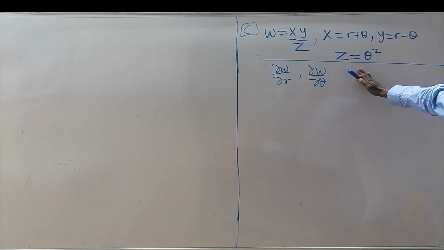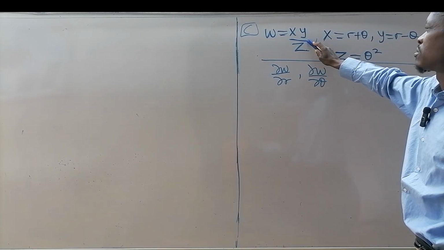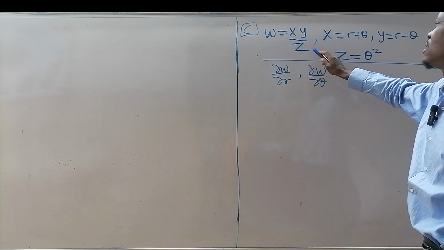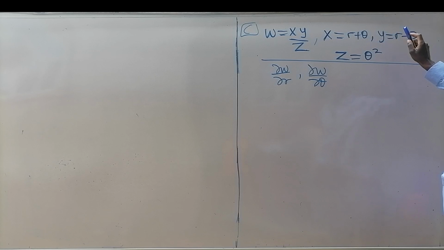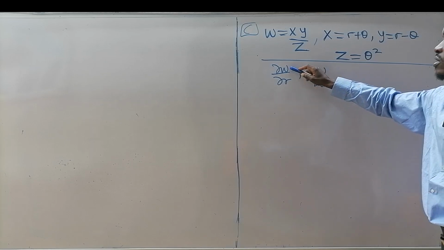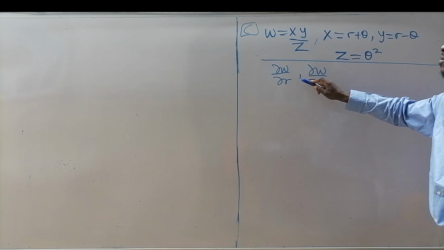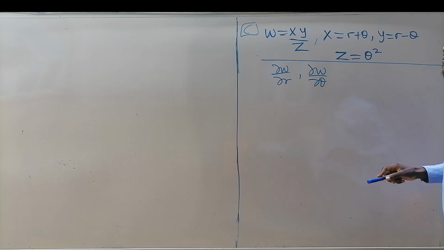For part C, we have W is a function, xy over z. X is r plus theta, y is r minus theta, and z is theta squared. We need to find del W del r. We need to find del W del theta. So let's quickly draw the tree diagram.